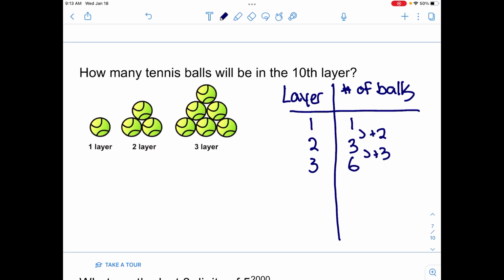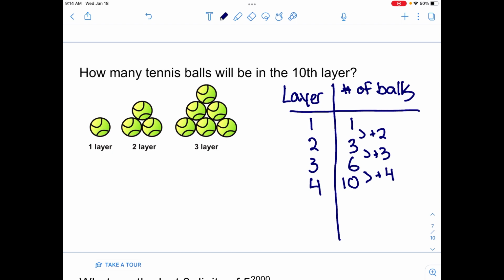Probably 3 layers isn't enough for us to verify a pattern, but let's see a fourth layer. If this pattern continued, we'd say, oh, it would be going up 4. So our next layer should have 10, but let's draw it to confirm that. So our fourth layer would have our third layer and then 4 more underneath. So yeah, it's going up by 4, that's 10. We can give ourselves a thumbs up and say, okay, I think we found the pattern.